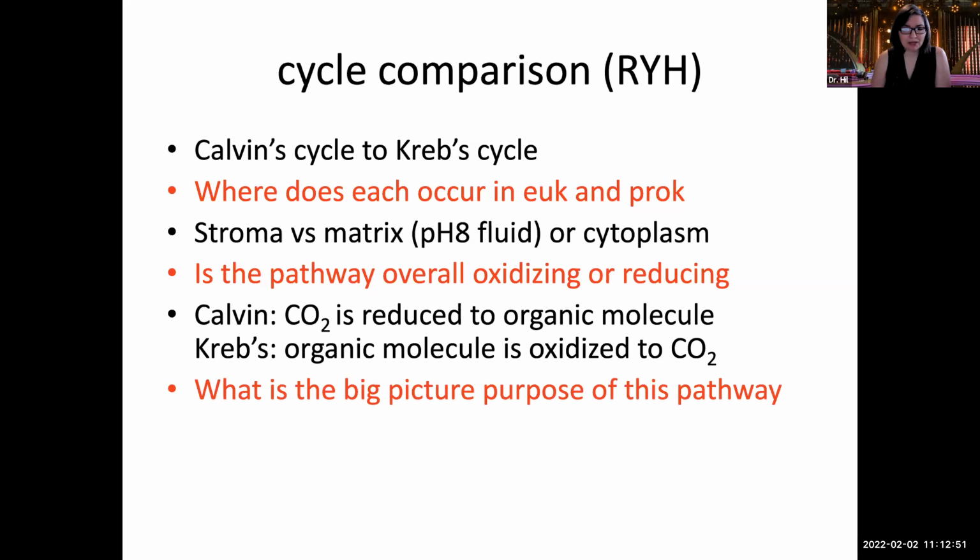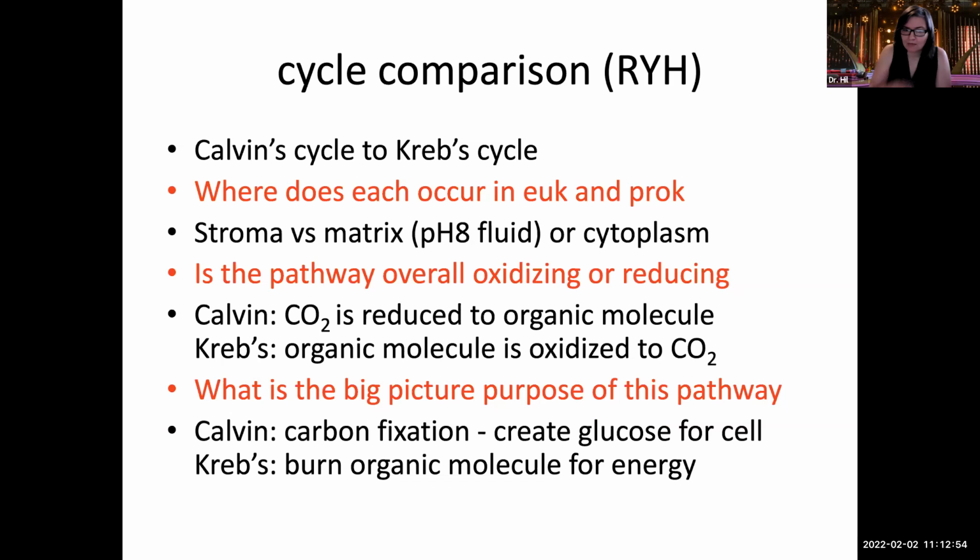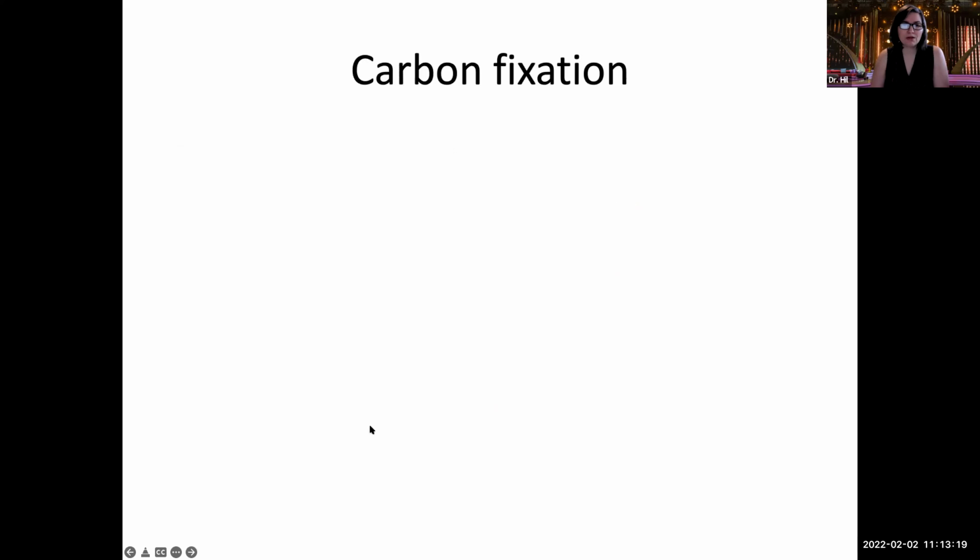So the big picture of each pathway: the Krebs cycle is to break down an organic molecule to its lowest components and use the energy. The Calvin cycle, its purpose is basically what we call carbon fixation, taking carbon, CO2, out of the air and creating organic molecules for use by biological systems. So we are in the carbon fixation realm now, right? And carbon fixation is really, really important for all life, right? In every ecosystem, there has to be a carbon fixing organism of some kind.